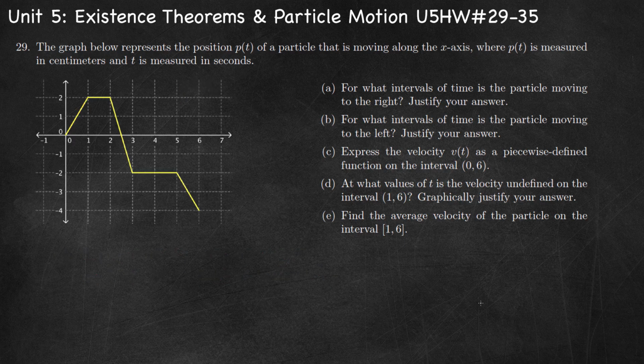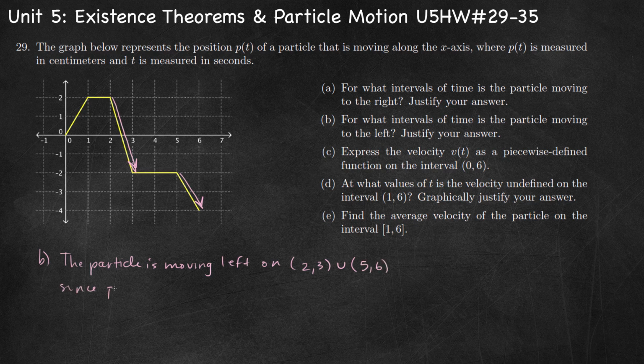Part B, for what intervals of time is the particle moving to the left? Well, that would mean velocity is negative, which means position is decreasing. So the position graph is decreasing here and here. So part B, the particle is moving left on the intervals 2 to 3, union 5 to 6, since P of t is decreasing.